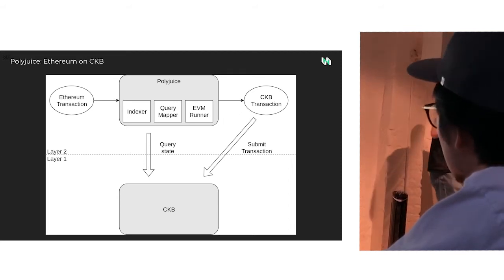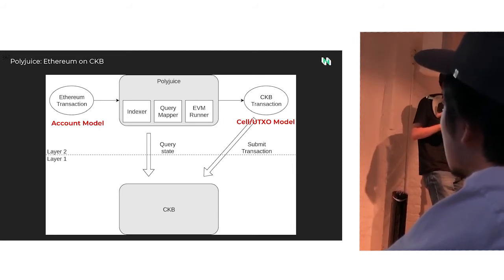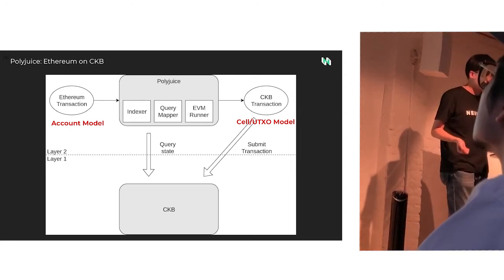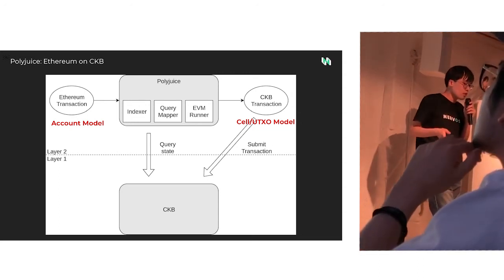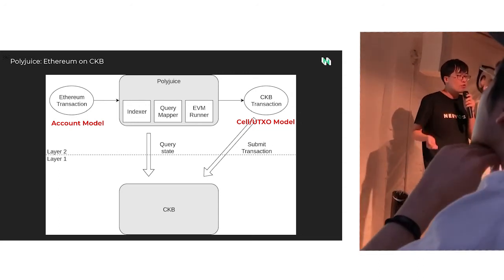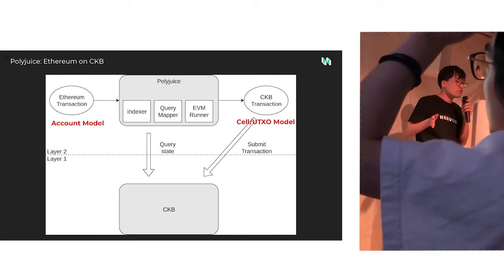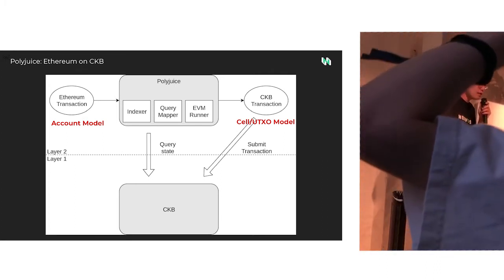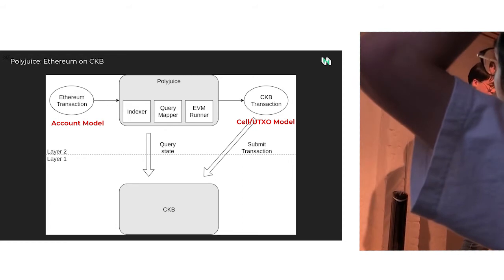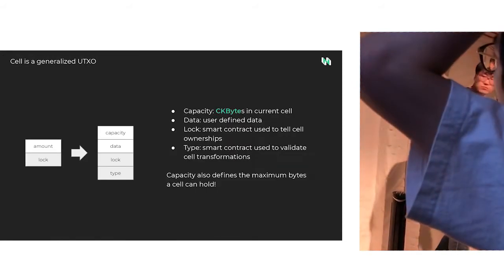As I mentioned, Ethereum is an account model. Our CKB, as I'm going to show later, is a UTXO model. How can we bridge these two different parts? This is where we have done things in the Polyjuice part.